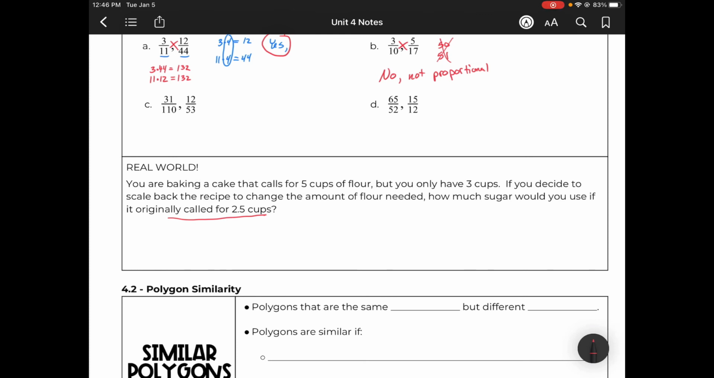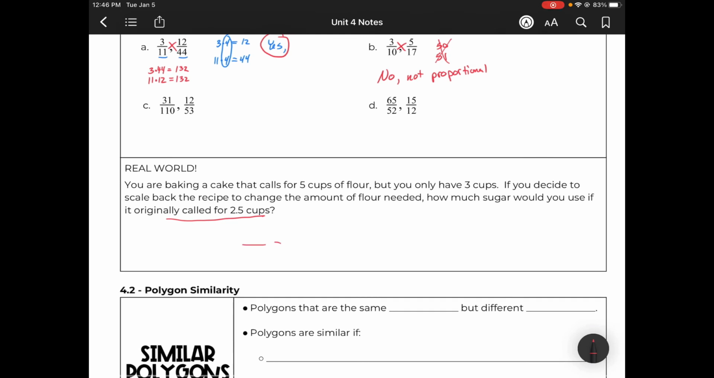I'm going to set up my first ratio. A proportion is 2 equal ratios. My first ratio is going to compare flour to flour. And so I'm going to choose to put the original amount of flour the cake recipe calls for on top, so 5 cups of flour, compared to only 3 cups that I have. So I'm going to use the ratio 5 to 3. That's going to help me determine how to set up the other ratio, which is going to have an x for the amount of sugar I'm going to use.